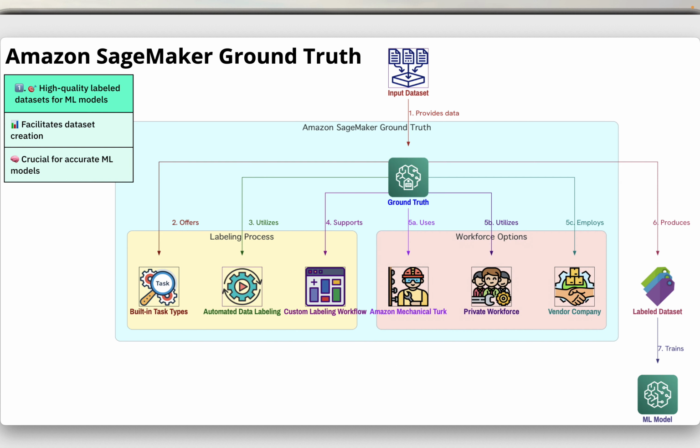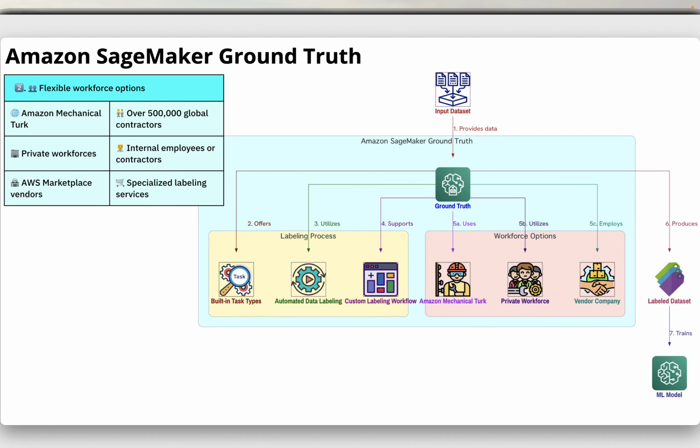Okay, the next and last feature is Amazon SageMaker Ground Truth. Amazon SageMaker Ground Truth is a service designed to facilitate the creation of high quality labeled datasets for machine learning models. These datasets are crucial for training accurate and effective ML models.